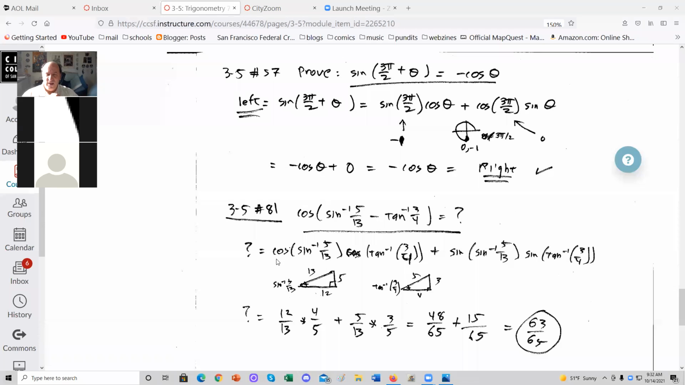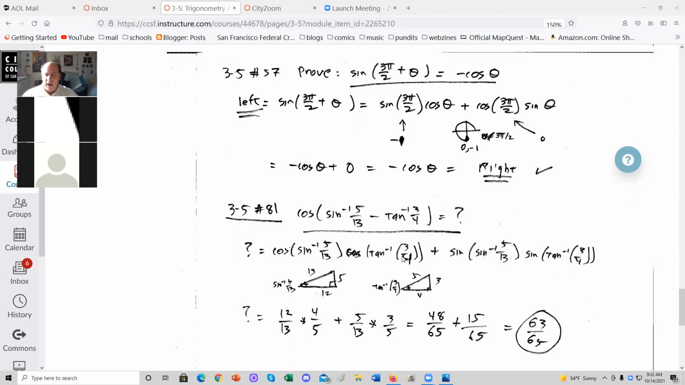Now, for cosine of arcsine 5/13, we imagine this triangle, the 5, 12, 13 triangle. Then you can check that this is the right triangle by Pythagoras. This angle here is arcsine of 5/13 because that's opposite over hypotenuse. And then by Pythagoras, you can find that this third side is 12. And cosine of this angle is adjacent over hypotenuse, 12/13, which goes here.